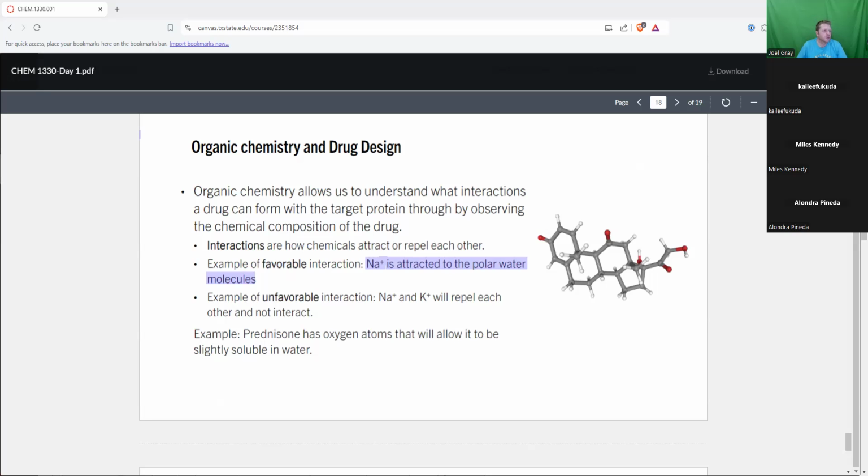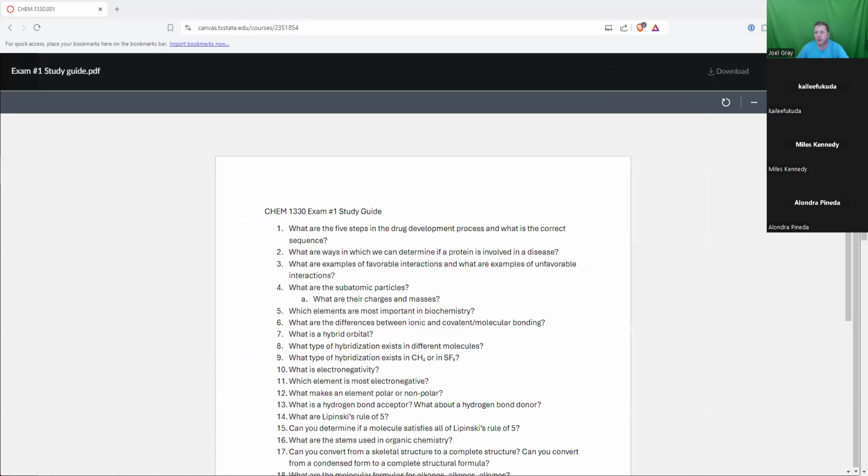Okay, so those would be favorable interactions and unfavorable interactions. I'm looking for a sodium ion and a polar water molecule. That would be an attractive, favorable interaction. Similarly, a negative charge could be attracted to a polar water molecule as well. Two unfavorable interactions are just two species with the same charges, whether they're both positive or both negative. They're going to repel one another. Okay, so that is essentially what I wanted you to take away from the first lecture, the first PowerPoint.